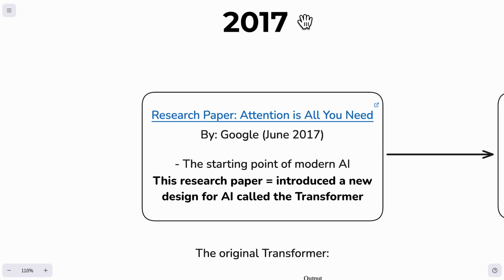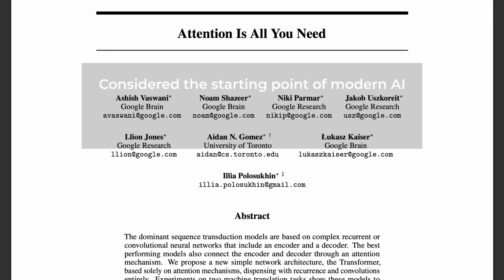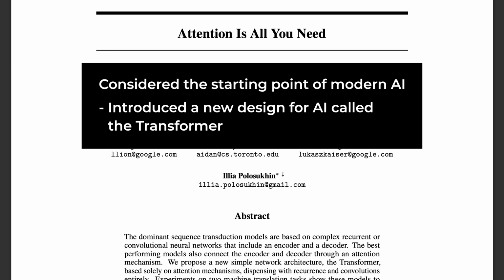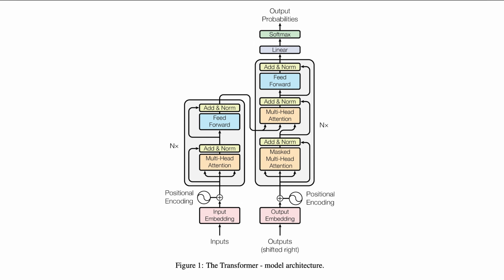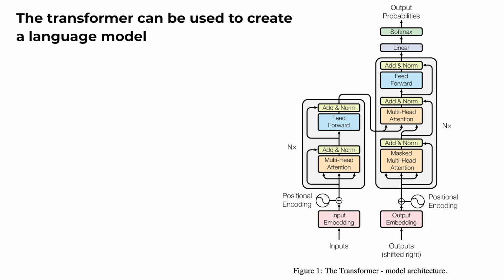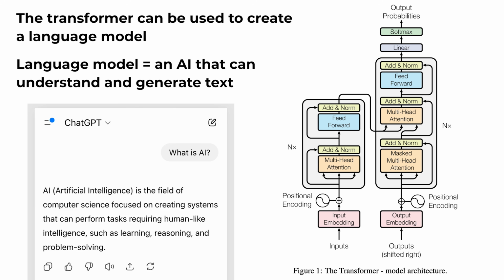We're going to start in 2017 with the research paper, Attention is All You Need by Google. So this research paper is often considered the starting point of modern AI. Basically, what's inside this paper is it introduced a new design for an AI called the transformer. And this is what the original transformer design looked like. So the transformer can be used to create a specific type of AI called a language model. A language model is an AI that can understand and generate text.